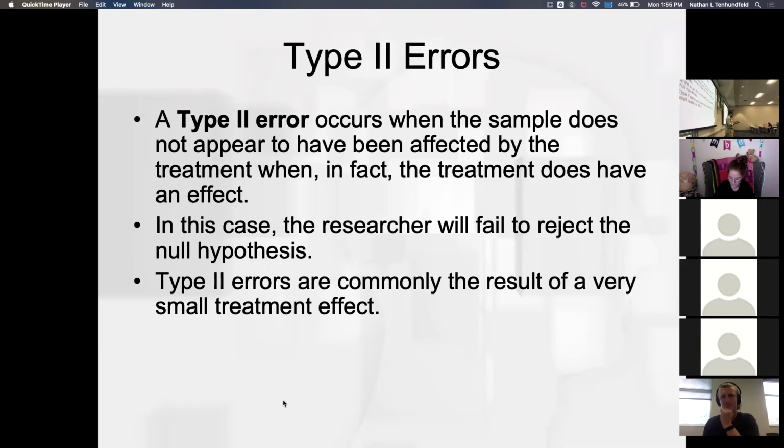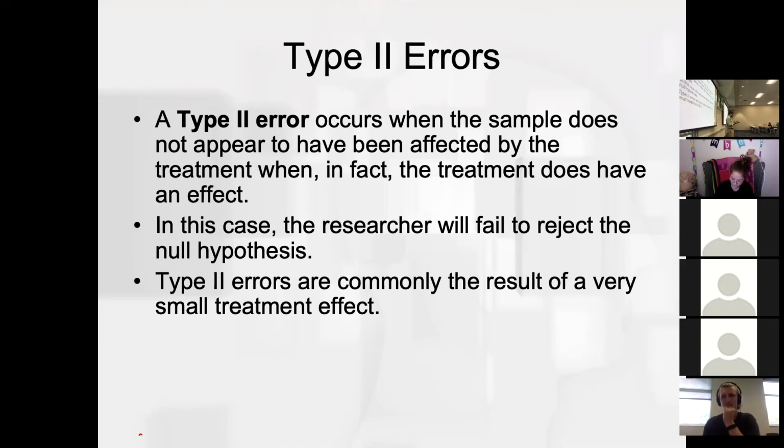And so, an easy way to remember this, we have type 1, we have type 2. Type 1, just turn it into a P, false positive. Type 2, turn it into an N, false negative, right? Pretty straightforward.